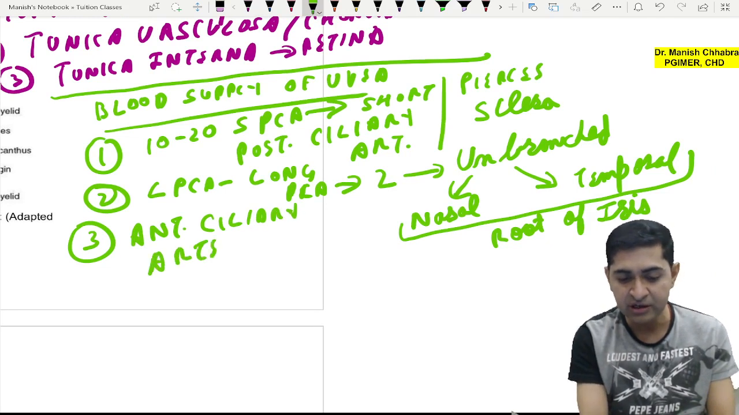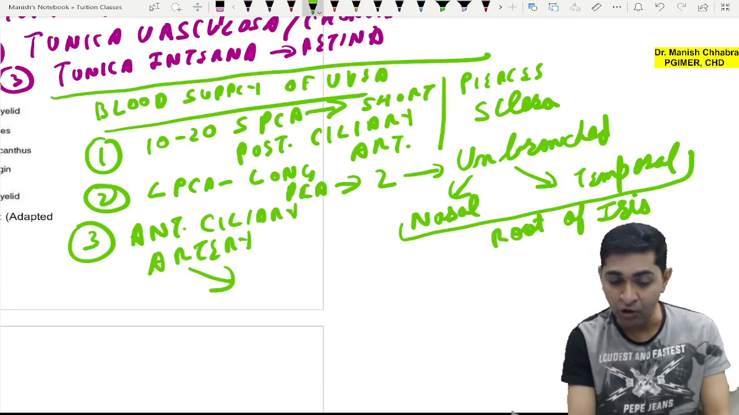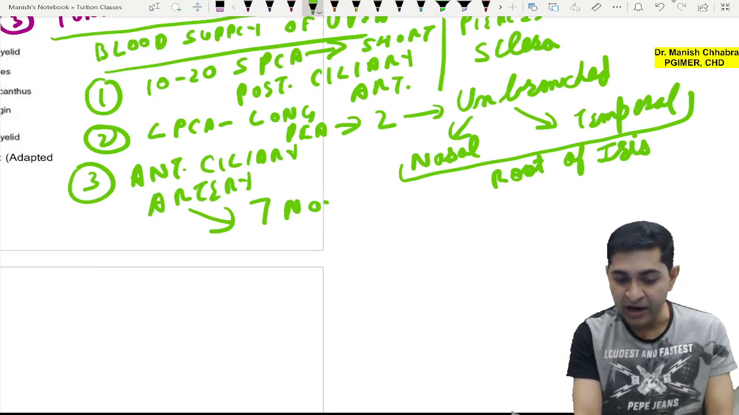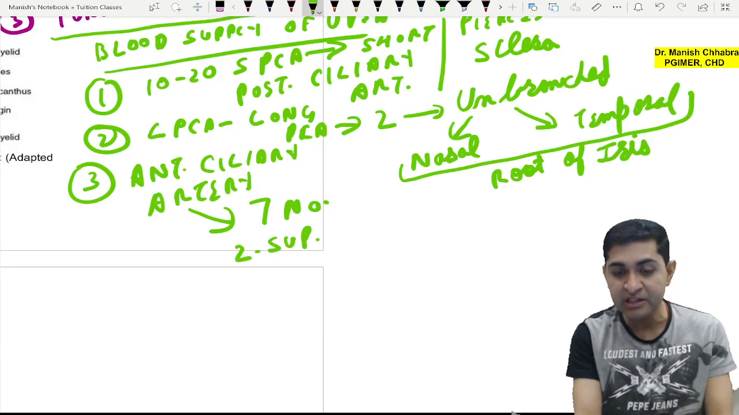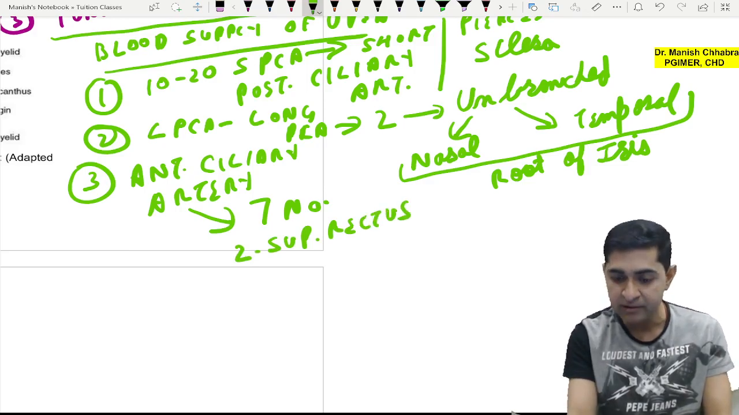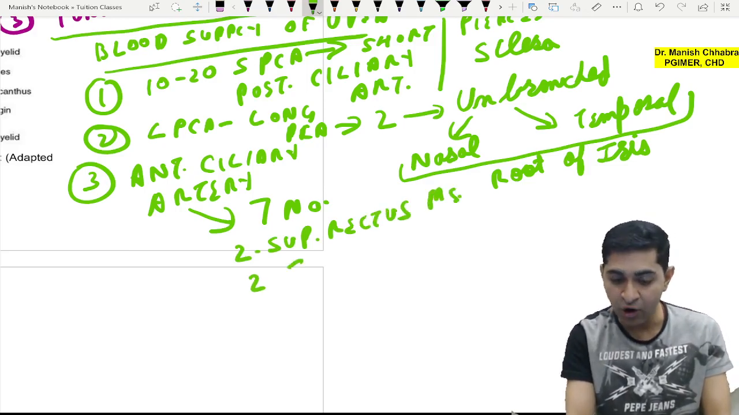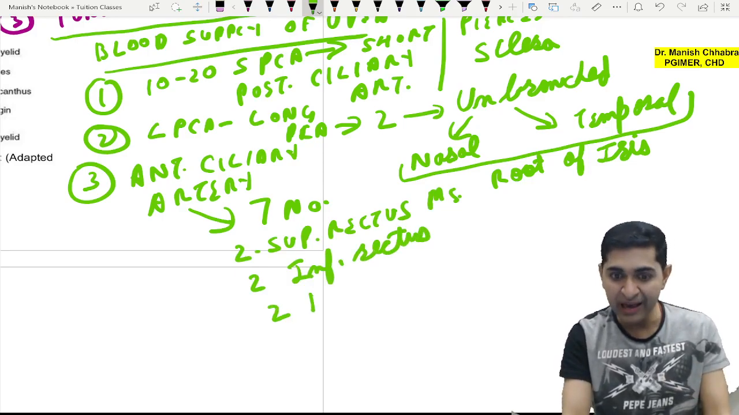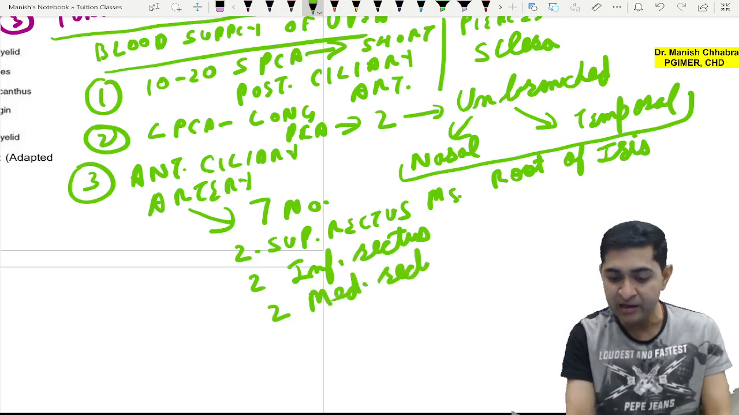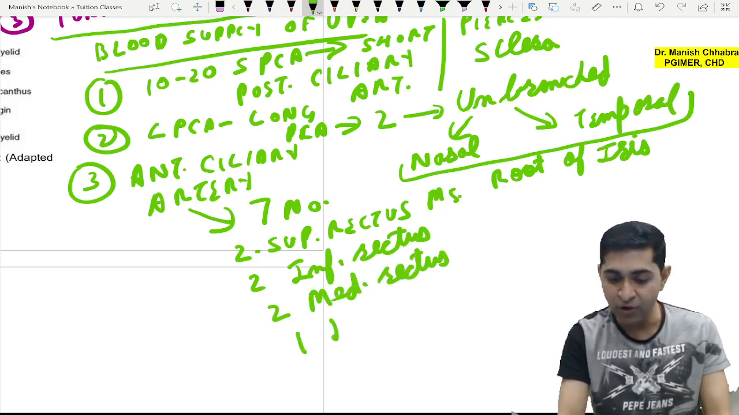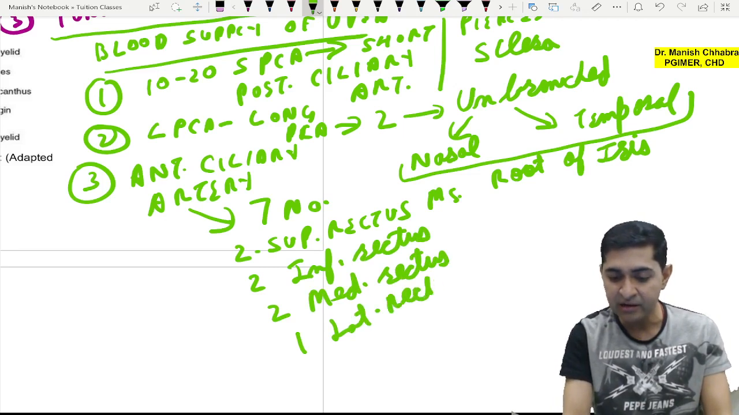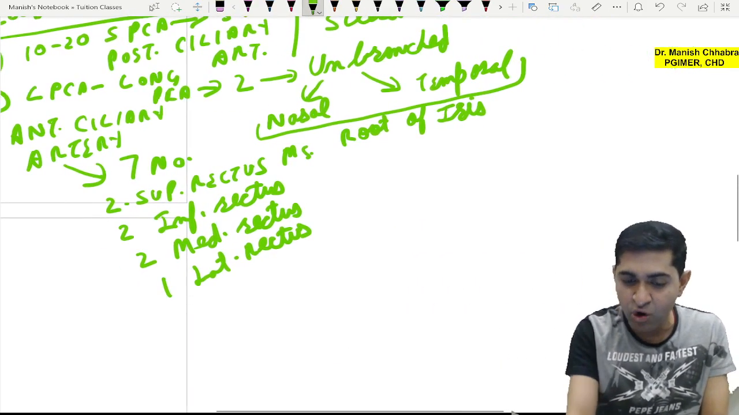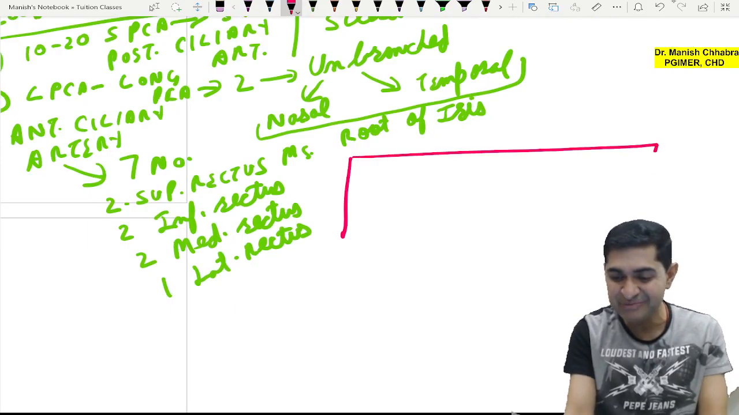Anterior ciliary artery. So how many are they in number? They are 7 in number. 2 arise from the superior rectus muscle, 2 arise from the inferior rectus, 2 arise from the medial rectus, and 1 arises from the lateral rectus. Okay, lateral rectus.